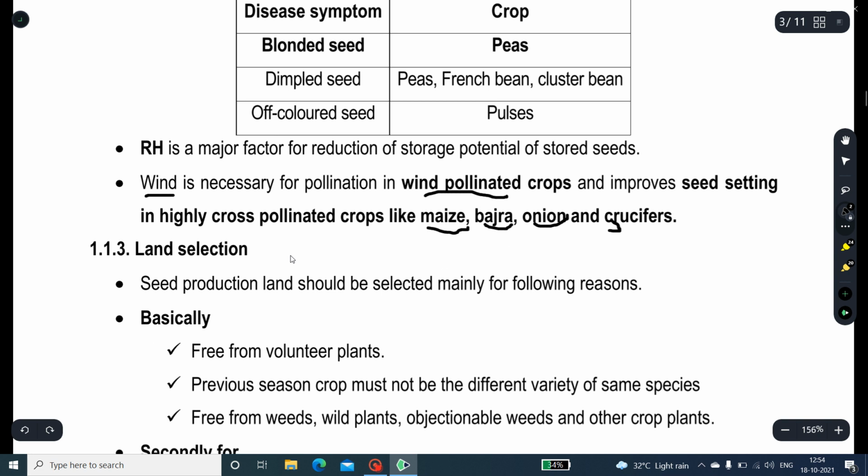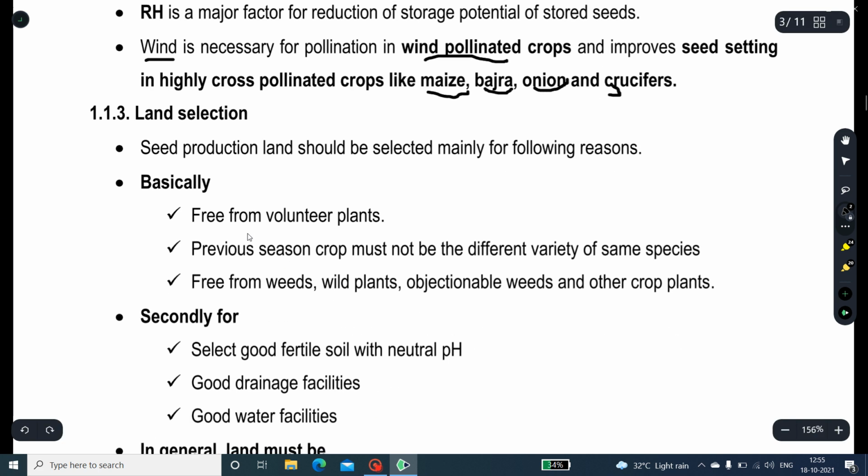These are highly cross-pollinated crops. And next one is land selection. The seed production land should be selected mainly for the following reasons. The land should be free from volunteer plants, which means the previous season crop must not be a different variety of the same species.